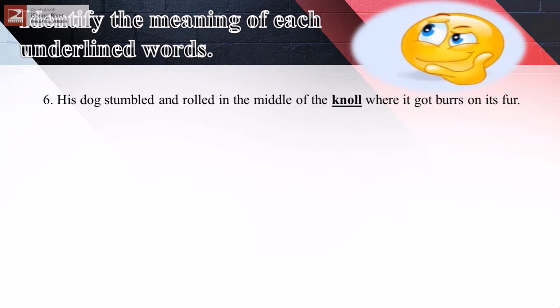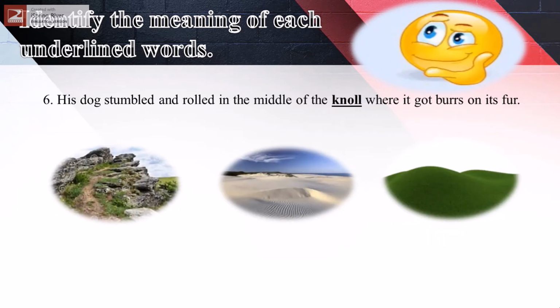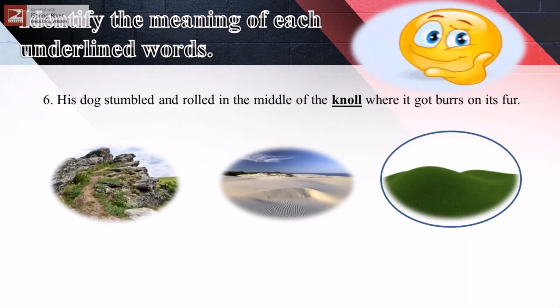His dog stumbled and rolled in the middle of the knoll where it got burrs on its fur. What do you think is the meaning of the word knoll? And where do you think you can get burrs? Now, here are some of the images. What do you think is the correct answer? That is the third one, you can get burrs from a grassland. Now, knoll means small, grassy hill.